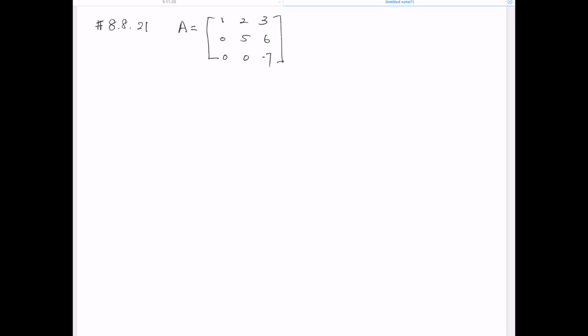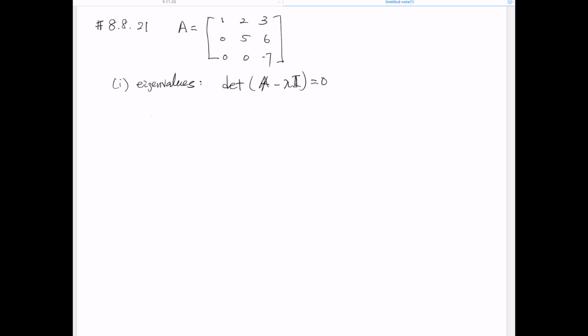Let's work on the problem 8.8.21. We need to find eigenvalues and eigenvectors. First, eigenvalues. How do we find the eigenvalues? Determinant of matrix A minus lambda I. We're going to let that equal 0.